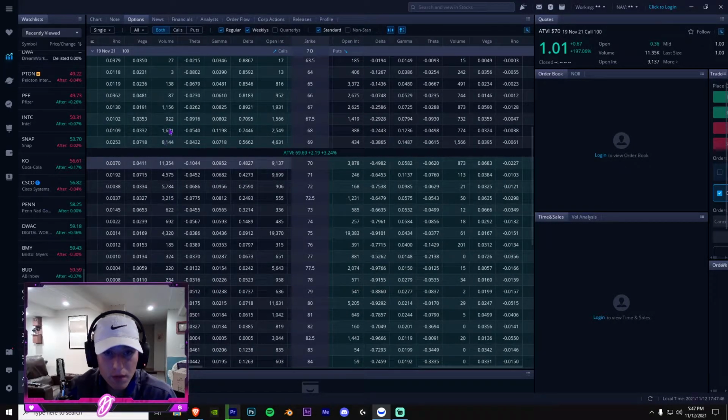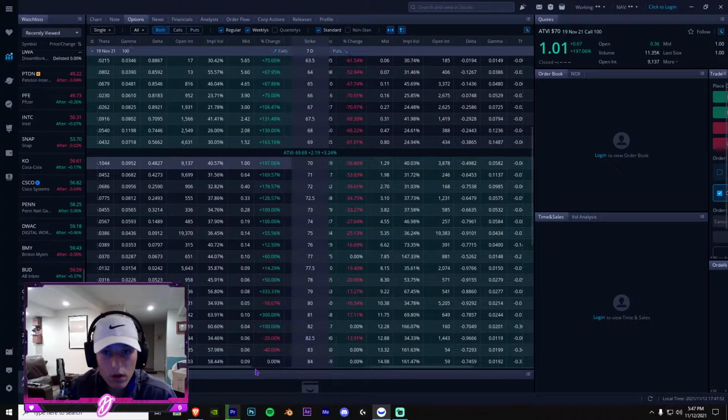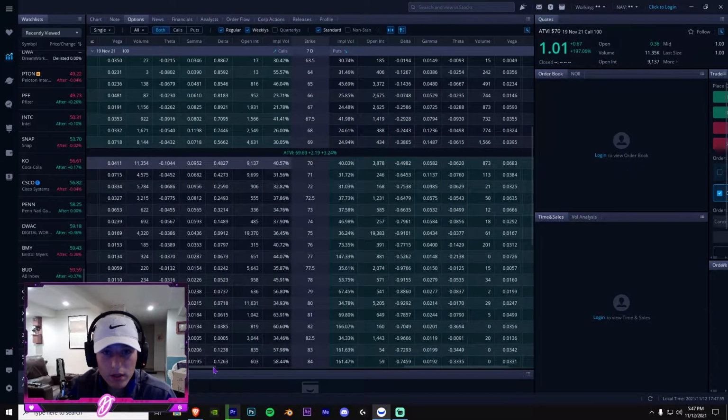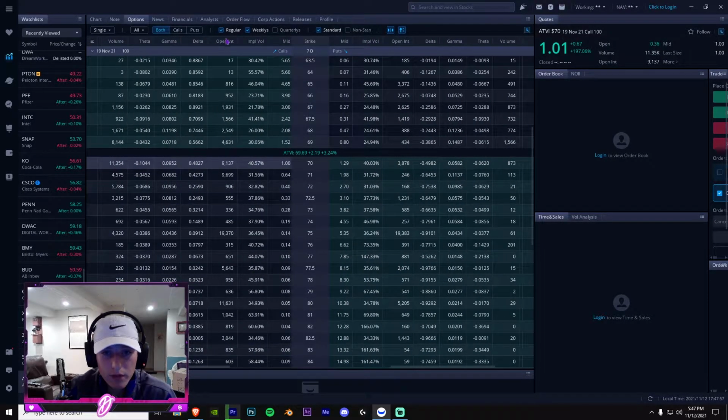So let's go over the open interest and volume real quick, and implied volatility. So if we go to open interest, do you see, this is open interest. Do you see all these numbers? Generally, people say to buy contracts that have more volume than open interest.